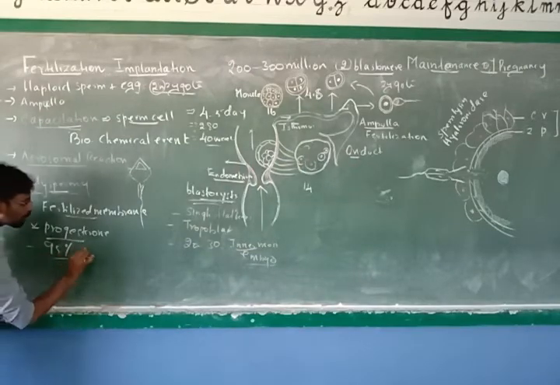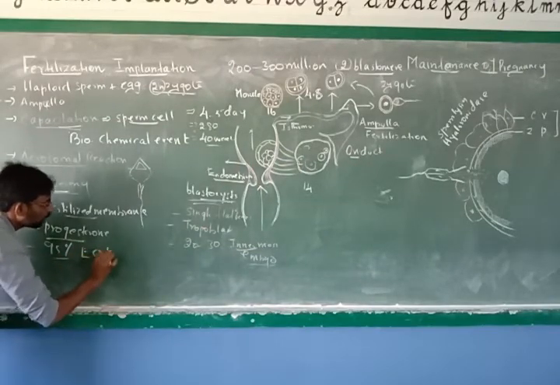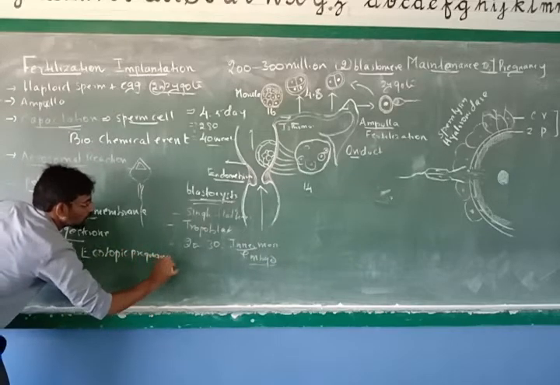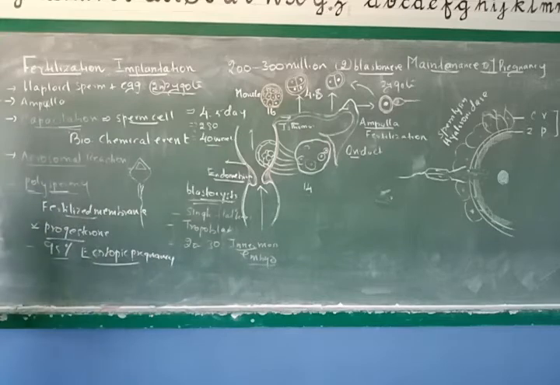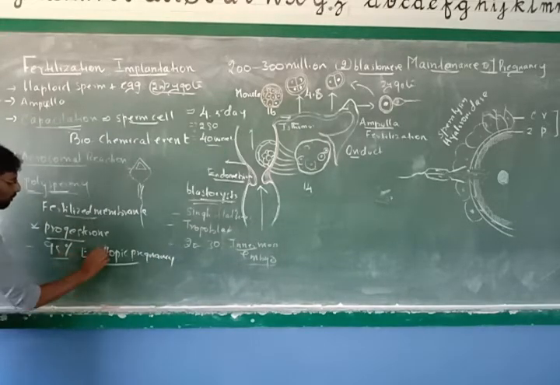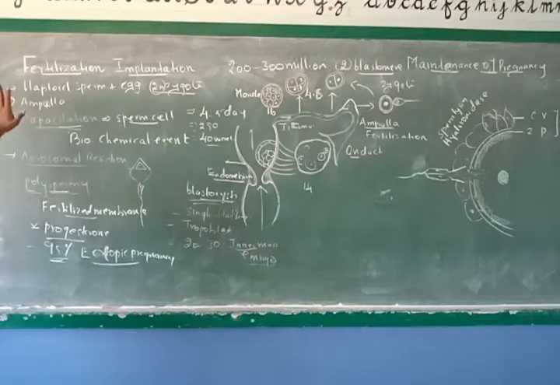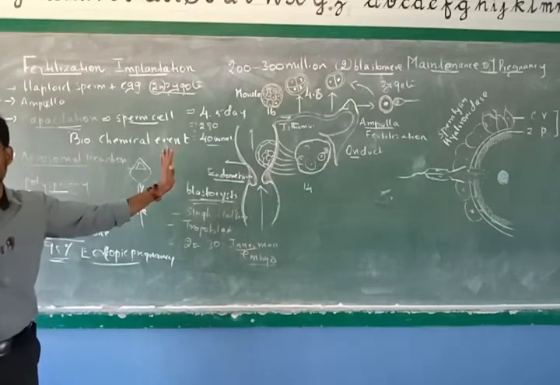This is called ectopic pregnancy. Now what is ectopic pregnancy? It is a 2-mark question. Okay, it is called ectopic pregnancy. 95% it takes place outside the uterus. Okay, so this is what fertilization and implantation are.